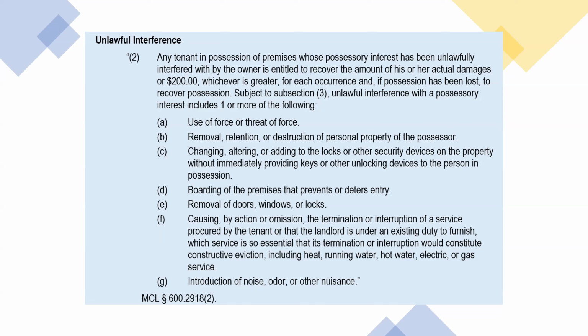That's an interference. Also, causing by action or omission termination or interruption of a service, such as heat, running water, hot water, electric service, gas service. And again, it depends whether, for example, the utility service is in the tenant's name or the landlord provides it. But there are landlords that have called up DTE or whatever and said, turn off the heat. And that would be an unlawful interference.